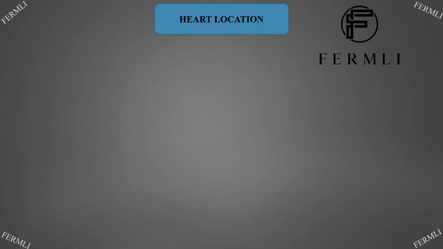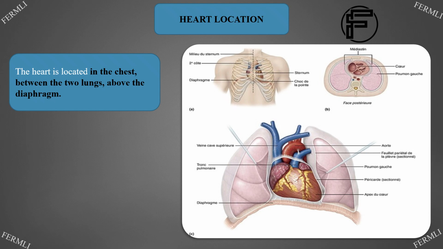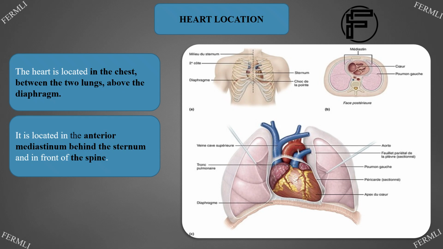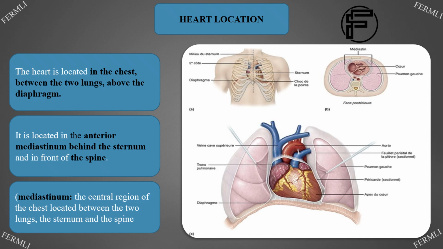Heart location. The heart is located in the chest, between the 2 lungs, above the diaphragm. It is located in the anterior mediastinum, behind the sternum, and in front of the spine. Mediastinum: the central region of the chest located between the 2 lungs, the sternum and the spine.